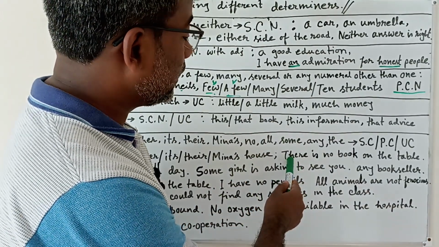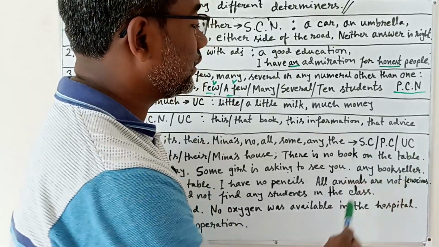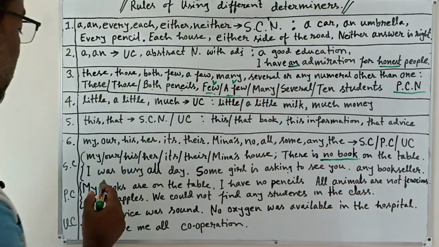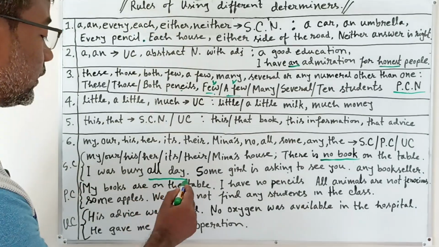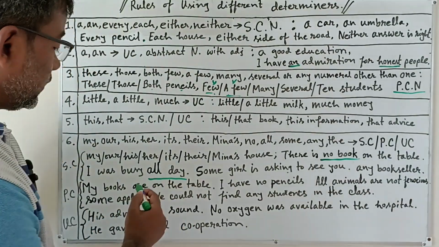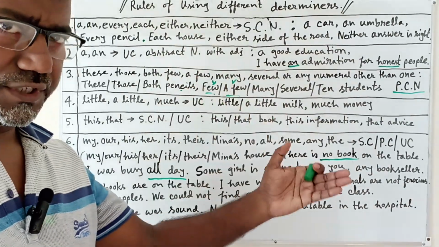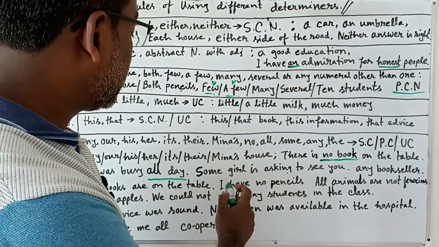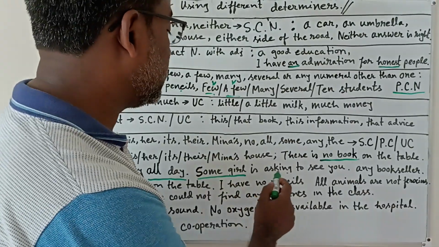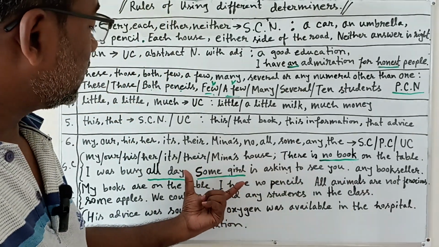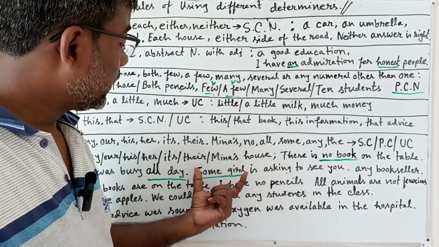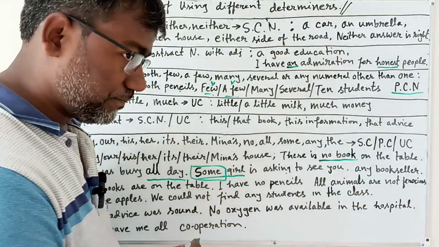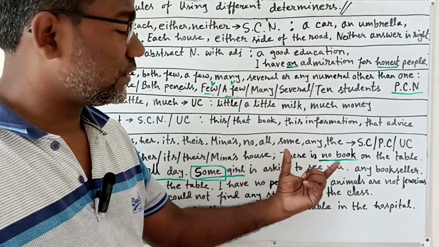There is no book on the table. No book. There is no book on the table. I was busy all day. See the example: all day means from morning to evening. I was busy from morning to evening. Some girl is asking to see you. Some girl has a special meaning. Some girl, here some means unknown. Some girl is asking to see you.